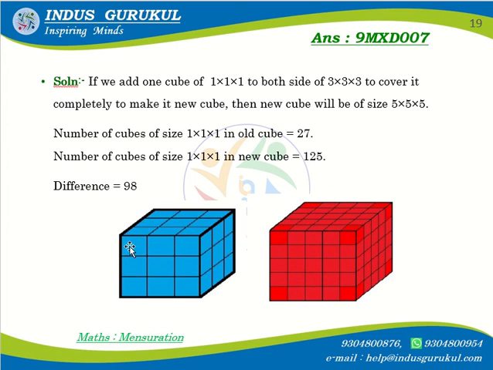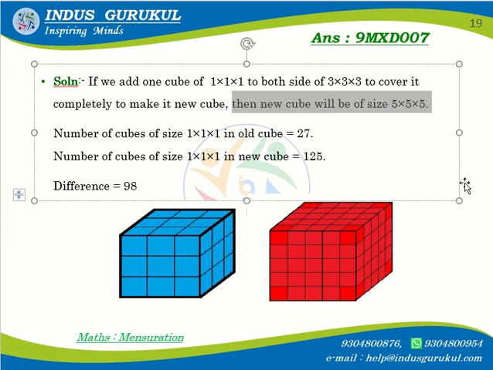Now, if we put one cube on the left side and one cube on the right side, the new dimension will become 5. And because the new volume is again a cube, it will be a cube of dimension 5 into 5 into 5. So the new volume will be 125, whereas the old volume is 27.